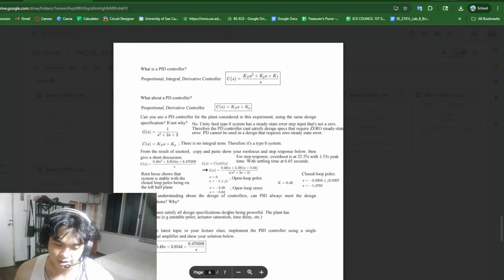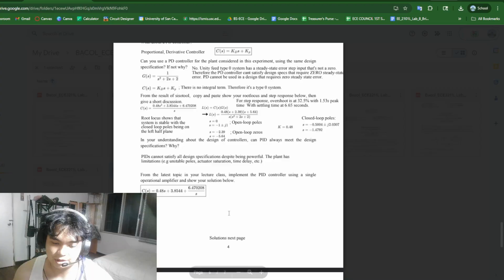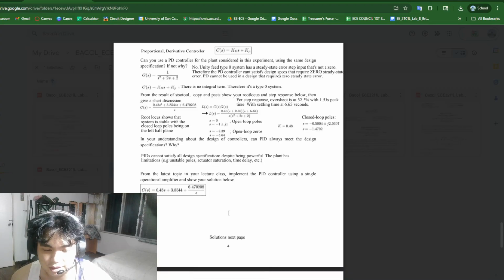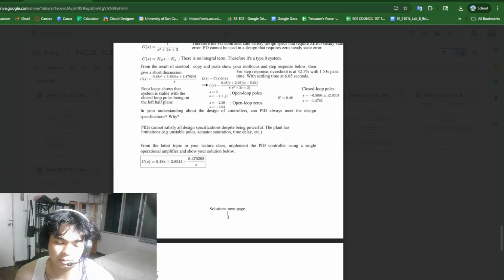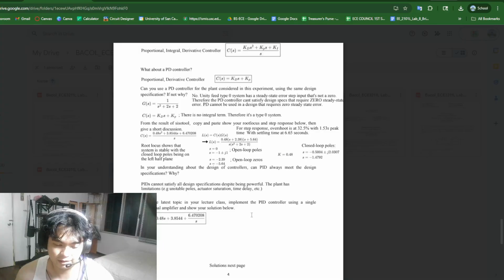So this page mainly discusses the PID and PD controllers. The PD controller only has proportional and derivative action, so it does not have an integral term. Because of that, it cannot satisfy a design requirement that needs zero steady state error for a step input. And the root locus and step response also show that the system is stable because the closed loop poles are in the left half plane.